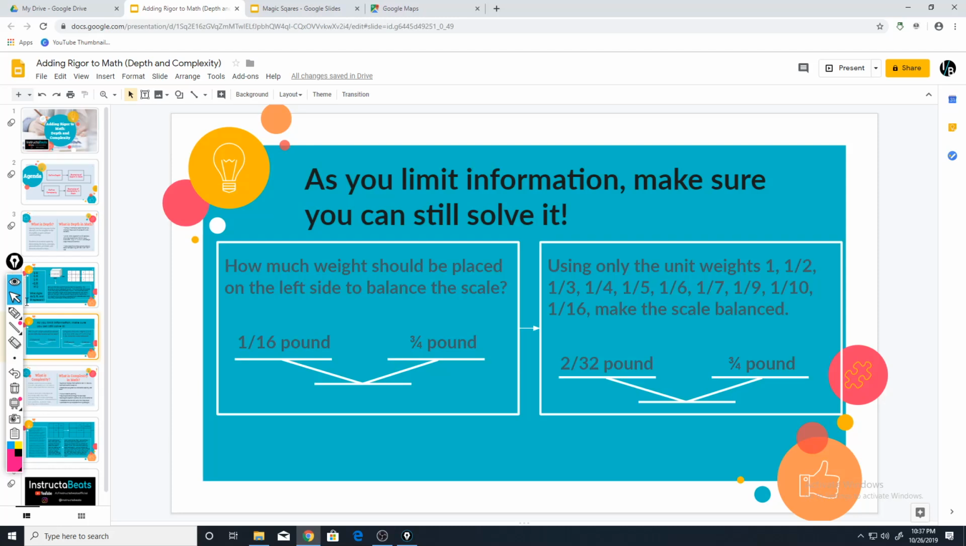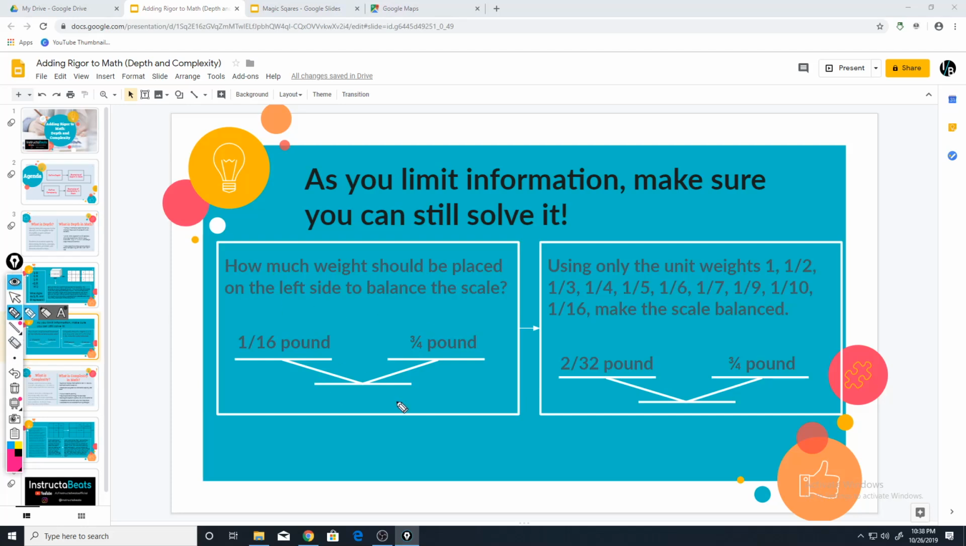You can limit information, but you have to make sure you can solve it. And I've said that multiple times in this video. Here's an example. How much weight should be placed on the left side to balance this scale? So you have 1/16 of a pound and you have 3/4 of a pound.